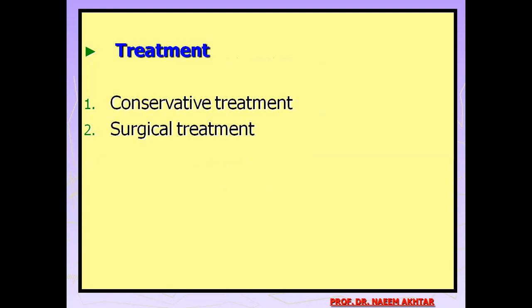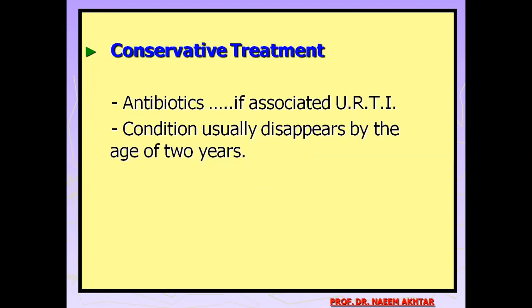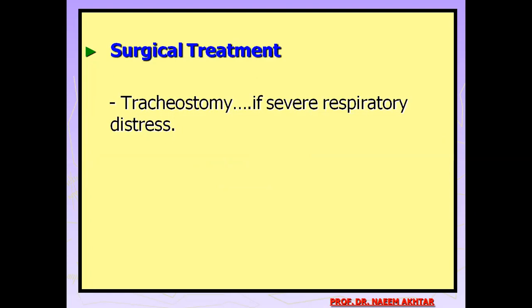The treatment consists of either conservative treatment or surgical treatment. The conservative treatment includes antibiotics if there is associated upper respiratory tract infection. Condition usually disappears by the age of 2 years. The surgical treatment consists of tracheostomy if severe respiratory distress exists in the child.